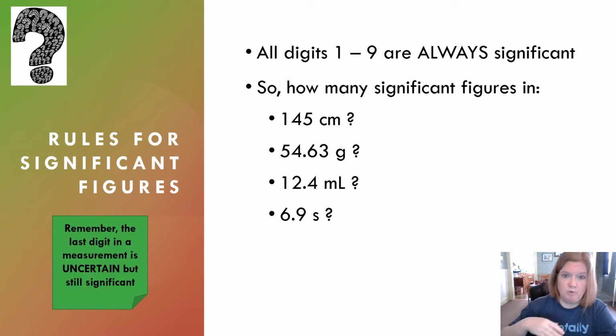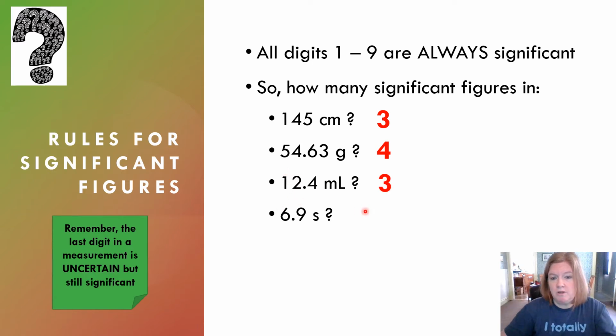So here's the easy rule. All digits 1 through 9 are always significant, so you just count digits. Let's pull this up. How many significant figures are in here? This is not a digit 1 through 9. The only one that's weird is 0. Not a 0, not a 0, not a 0. So I count 1, 2, 3. That's it. 3 significant figures. I don't see any zeros. I just count 1, 2, 3, 4. No zeros, I just count them. 1, 2, 3. No zeros. I just count them. 2.